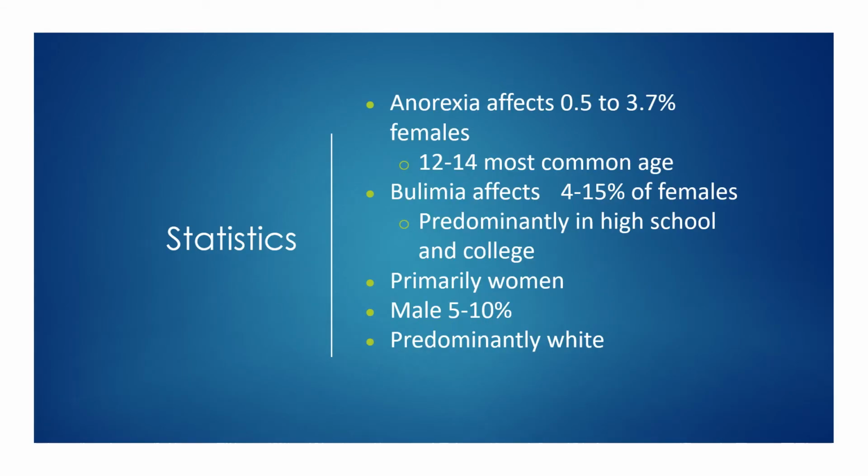Important statistics to remember include anorexia affects 0.5 to 3.7% of females, commonly beginning between the ages of 12 to 14. Bulimia affects 4 to 15% of females, predominantly starting in high school and college. While individuals with eating disorders are predominantly women, males make up 5 to 10%. Both males and females are predominantly white.